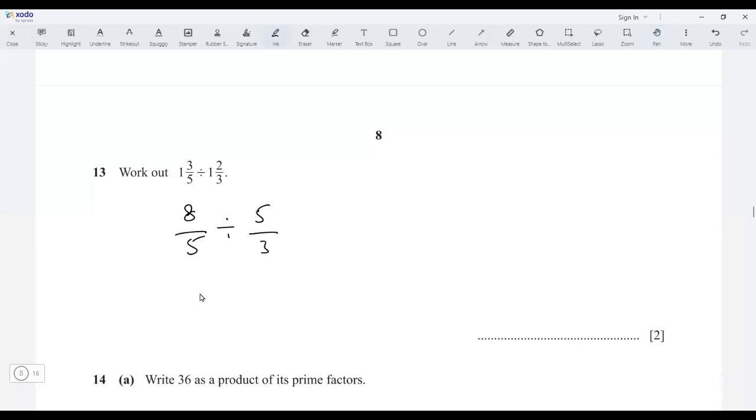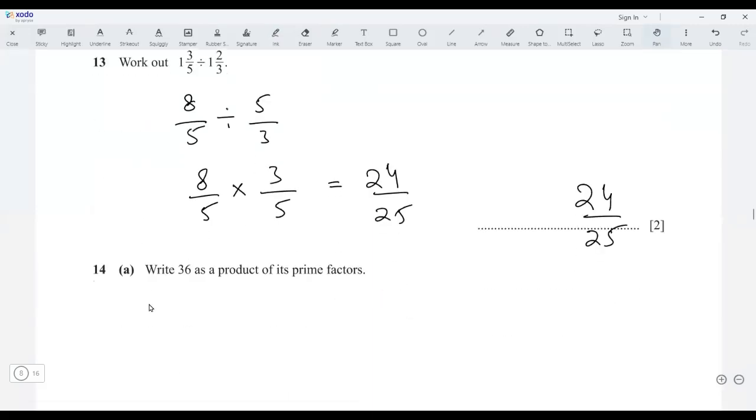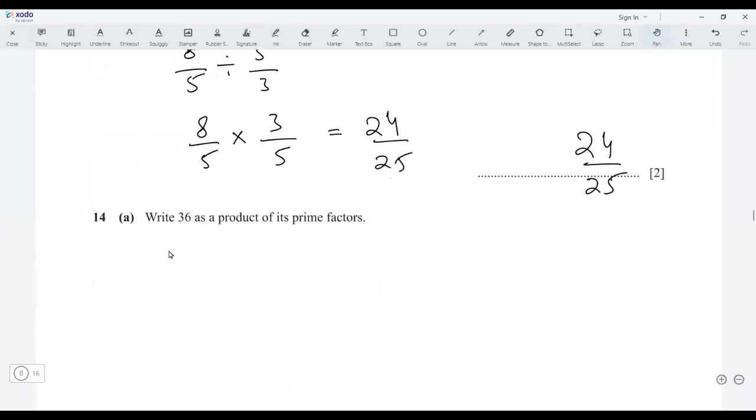The division sign is to be changed to multiplication, and the second fraction will be reversed, it will be the reciprocal. Nothing will be cancelled. 8 times 3 is 24, 5 times 5 is 25. So 24/25 is the answer for question 13. We have worked out our results. Normal fractions multiplication.